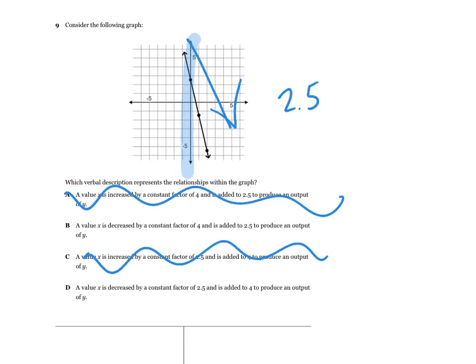Okay, 2.5 is an addition because it's my b, right? So a value of x is decreased by a constant factor of 4 and is added to 2.5. Added to 2.5. Oh, that makes sense. The decreasing is it's going down 4 and over 1. So that is my slope. B.